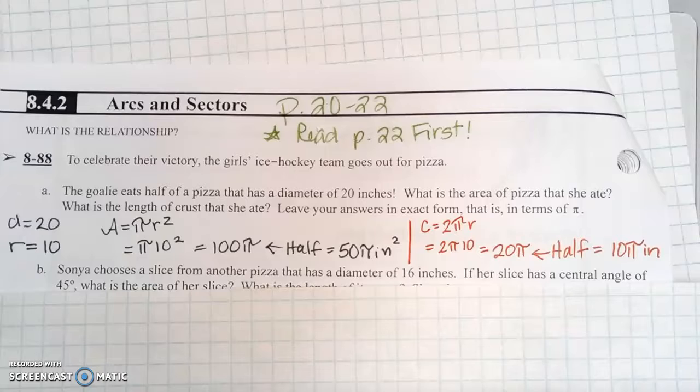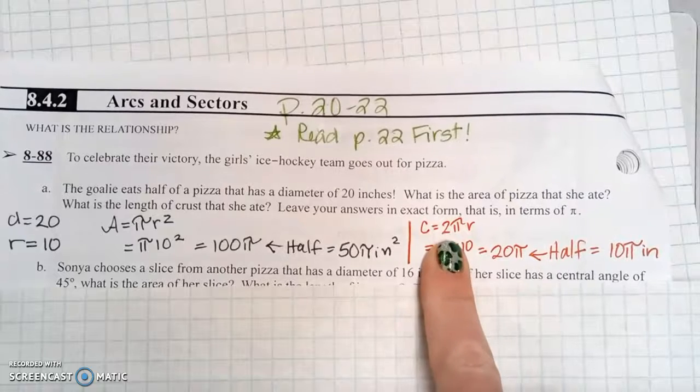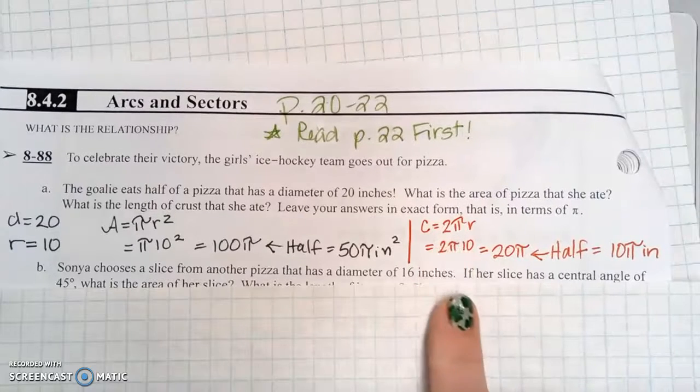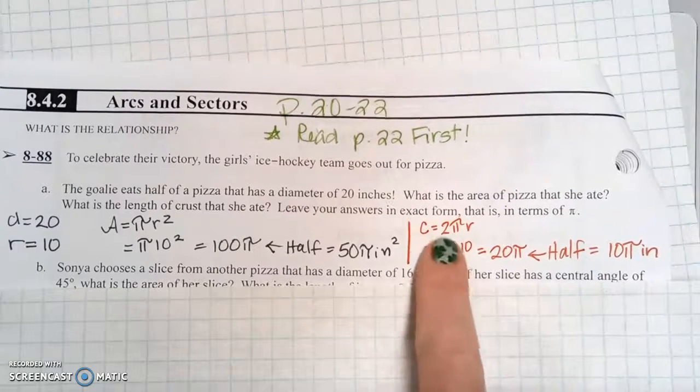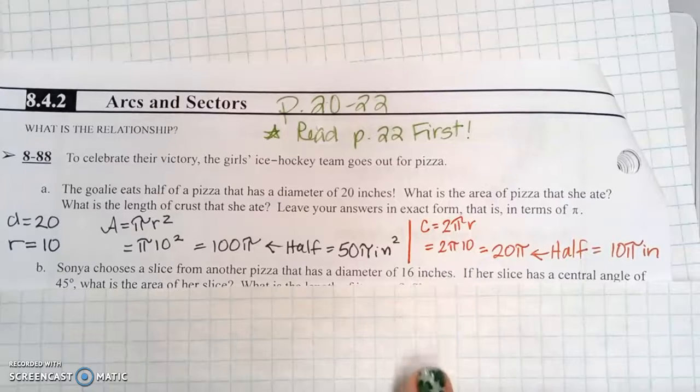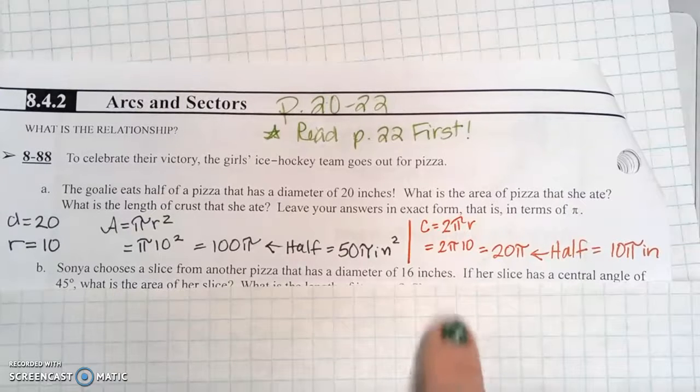If they tell you to write your answer as a decimal, then you punch it in the calculator using the pi button, hit the enter or the equal sign, and round to whatever decimal they tell you to round to. Okay? That's getting the area of the pizza. Now they want us to get the crust. For the crust, they just want that little portion of the circumference.